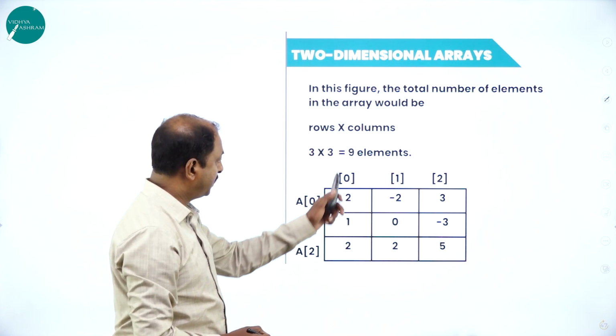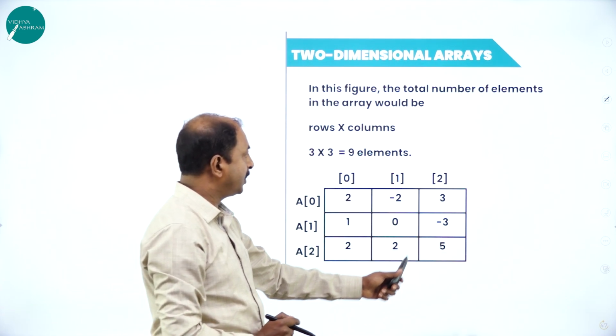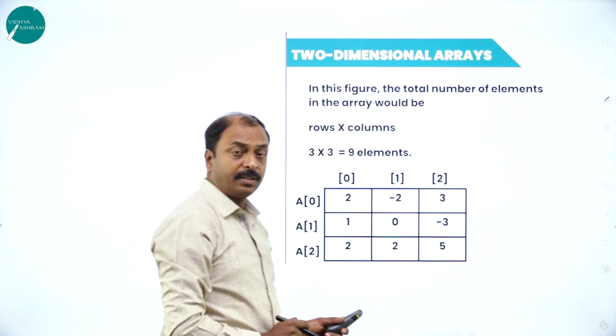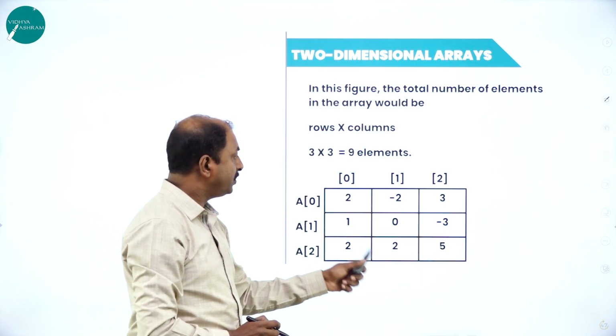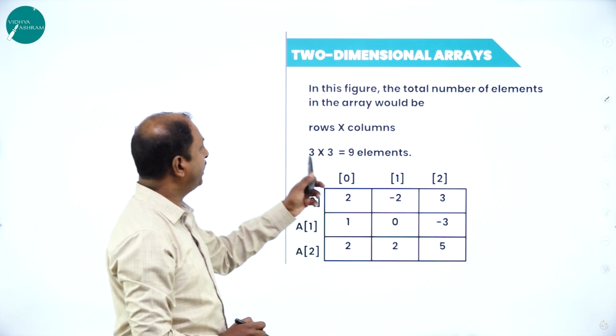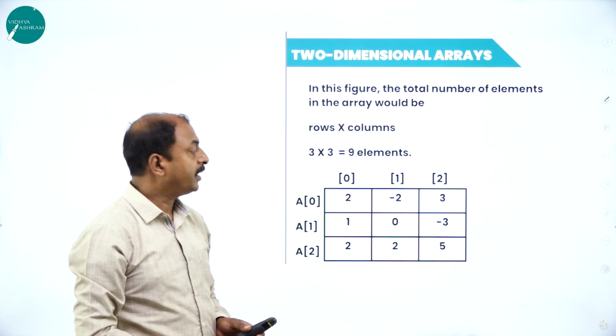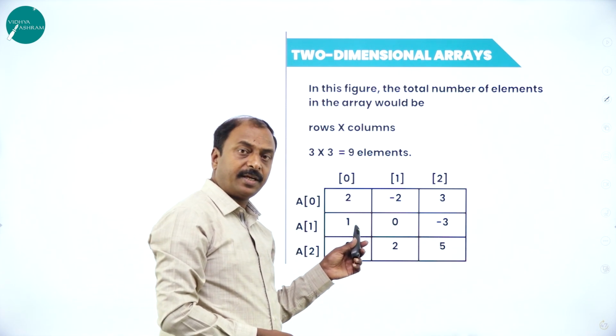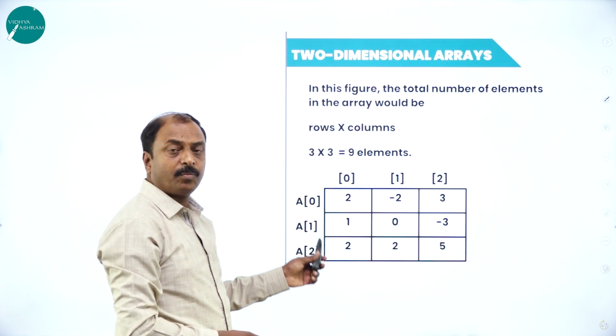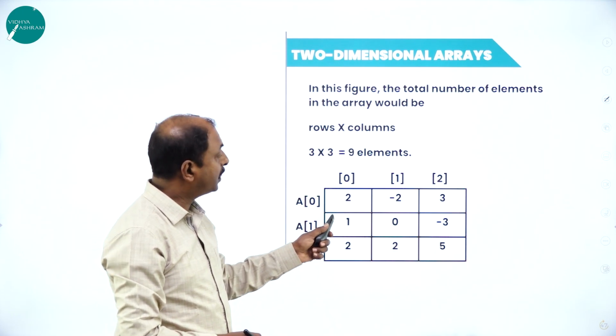And the number of columns: this is the first column, second column, and third column. In this example, there are 3 rows and 3 columns, that is 3 into 3, which is equal to 9. So we can store 9 data elements in an array. This is a two-dimensional array, with more than one row and one column.